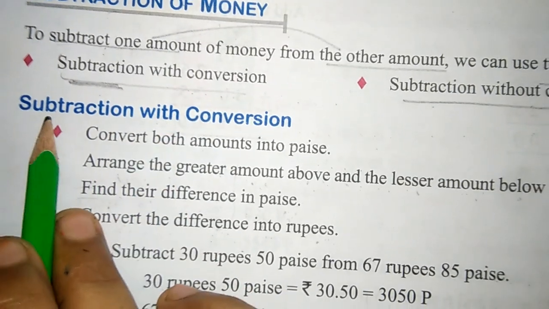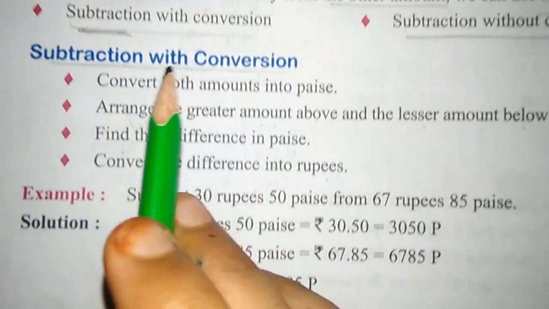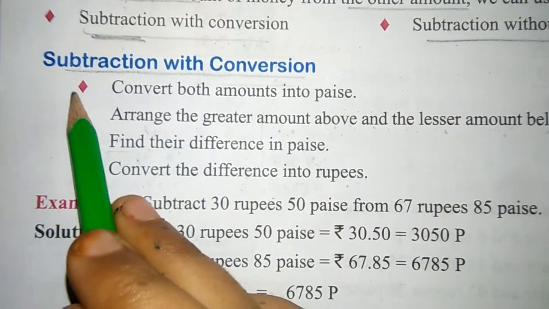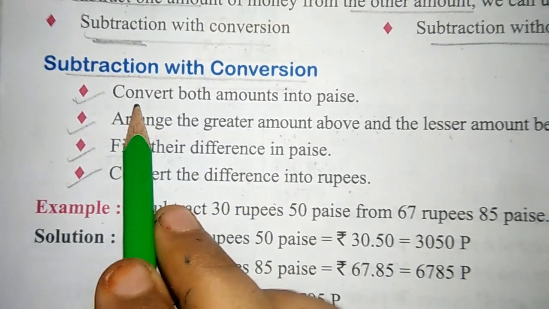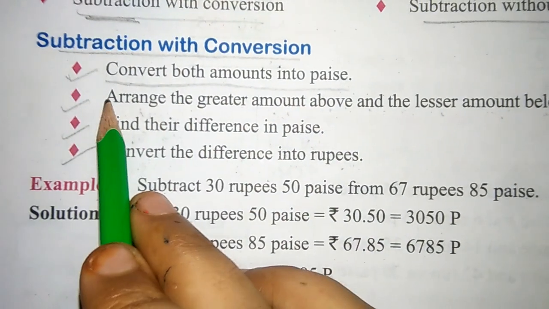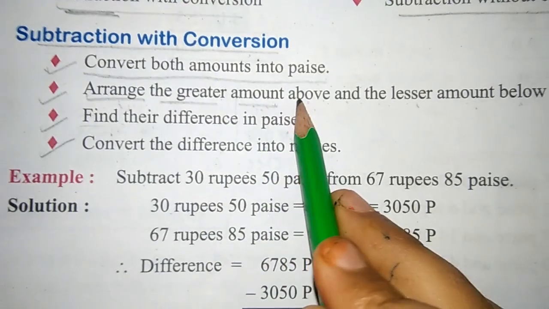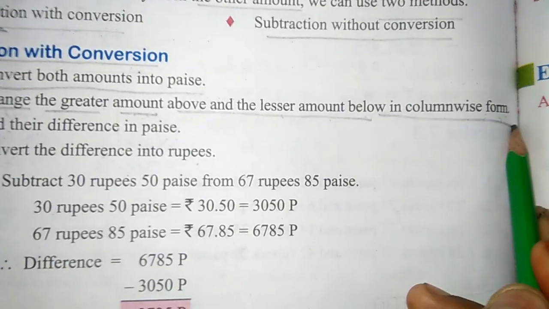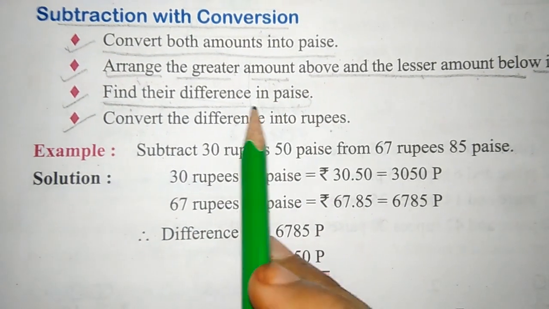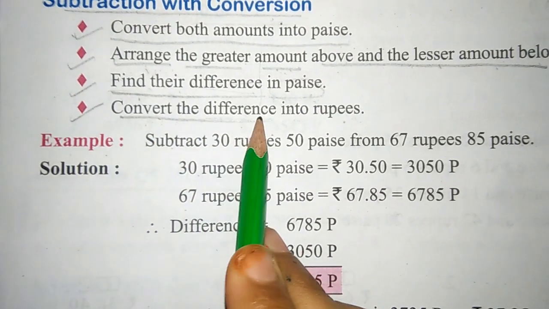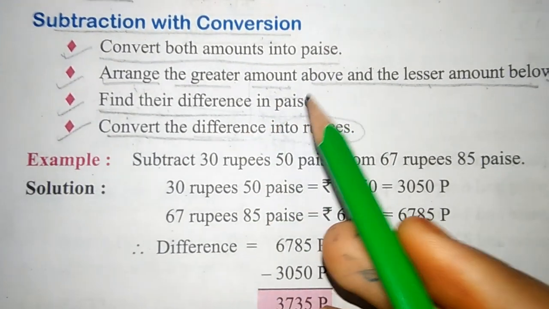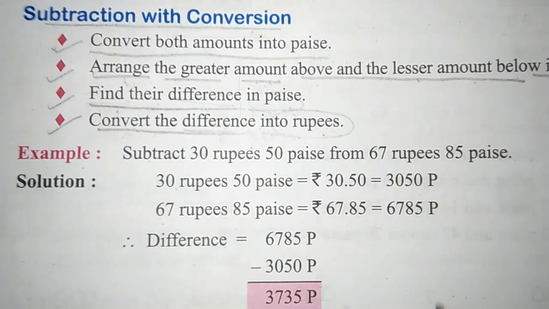Okay, so first I will explain subtraction with conversion to you. It is very important to keep in mind four things in subtraction with conversion. First, we have to convert both amounts into paise. Second, we have to arrange the greater amount above and the lesser amount below in column wise form. Third, we have to find their difference in paise. And fourth, we have to convert the difference into rupees. So these are four things which we always have to keep in our mind. Okay?